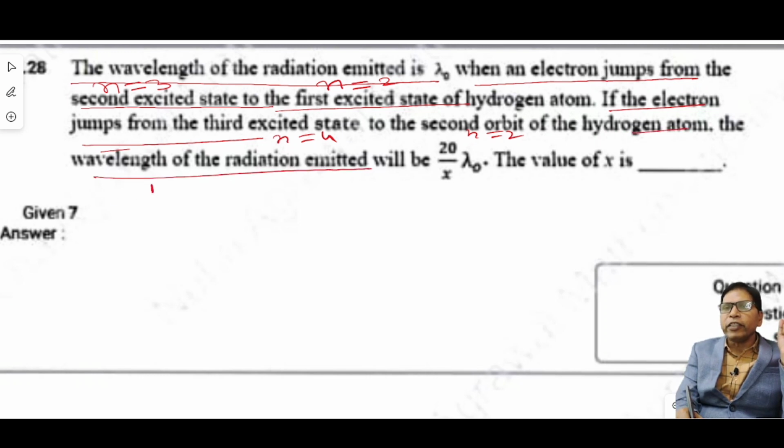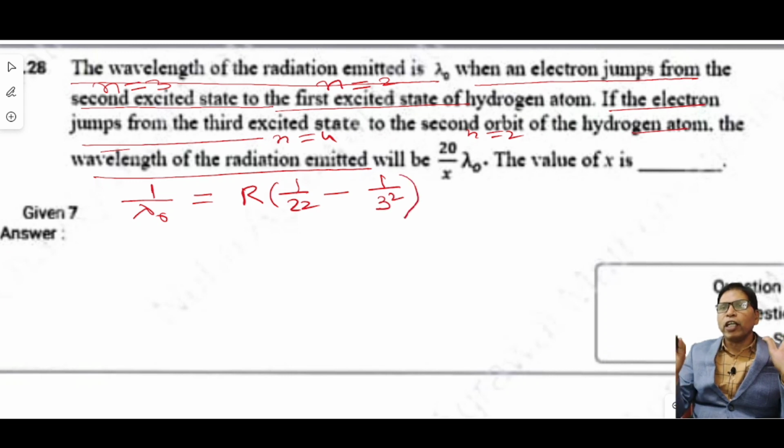Now, first case, this is 1 by lambda naught equals R into 1 by 2 square minus 1 by 3 square, n equal to 3 to n equal to 2.